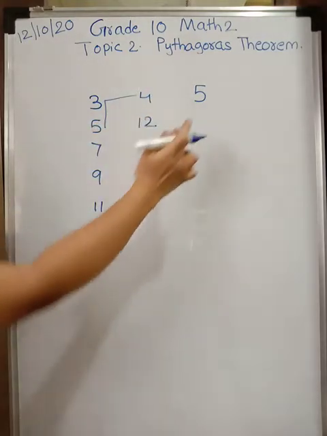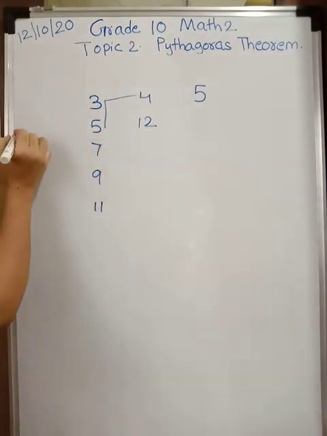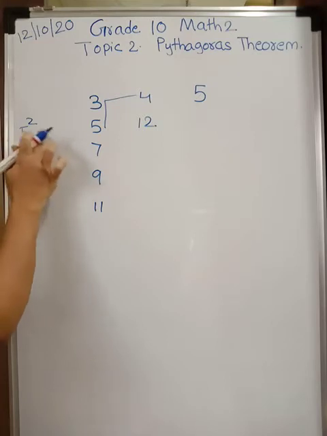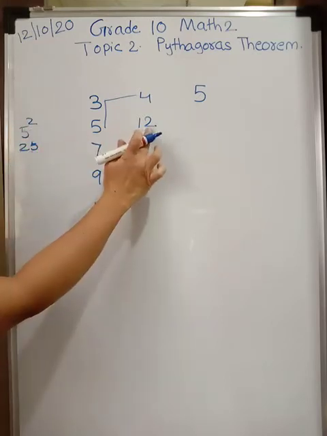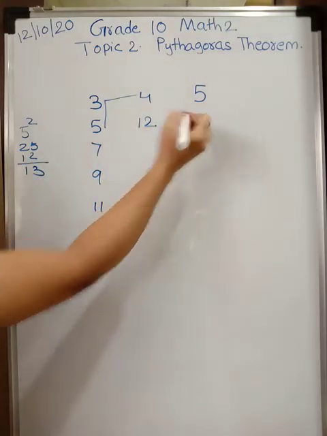Alright. Now how to get the third term? Now see, square this term. 5 square is how much? 5 square is 25. From that you subtract this 12. How much do you get? 13. So you get the third term.